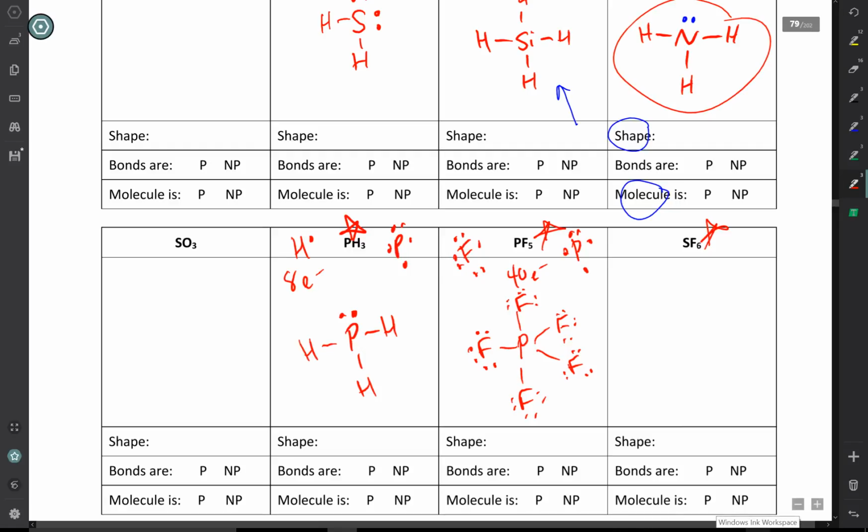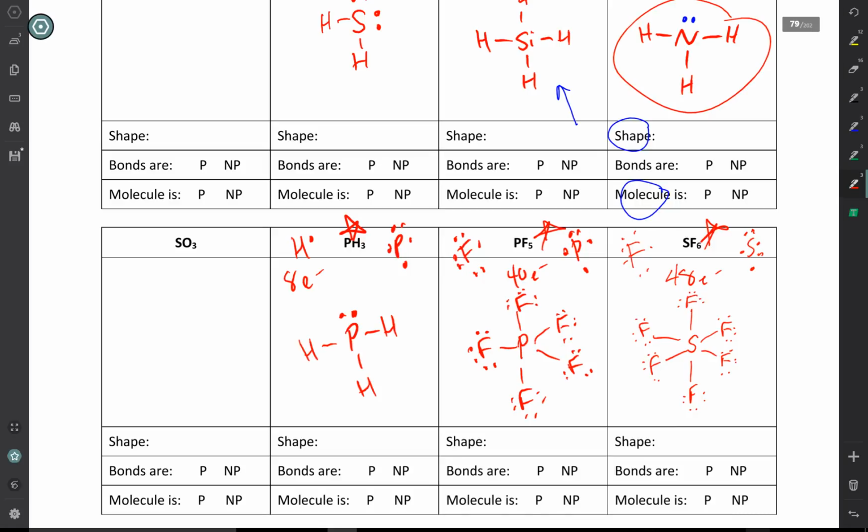You do the same thing with SF6. Sulfur has 6 valence electrons. Fluorine, again, has its 7 valence electrons. 7 times 6 is 42, plus another 6 gives me 48 electrons that I have to work with. Sulfur is, of course, going to go at the center. I can put my 6 fluorine atoms around it, and then I can go crazy drawing dots. If you enjoy making dots, this lesson is right up your alley. All right, and that's all there is to it.